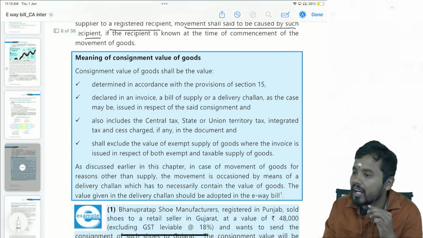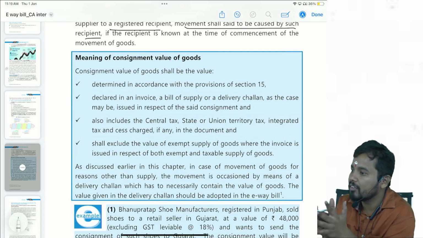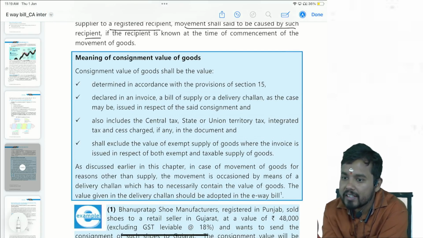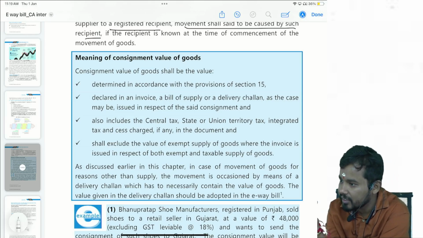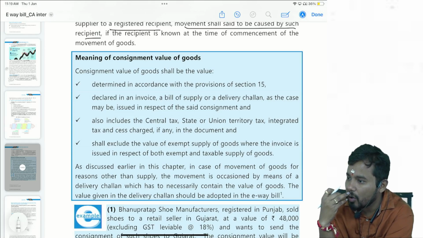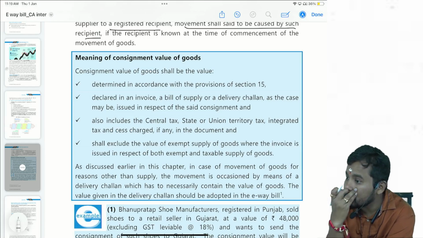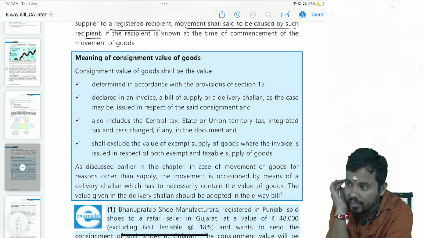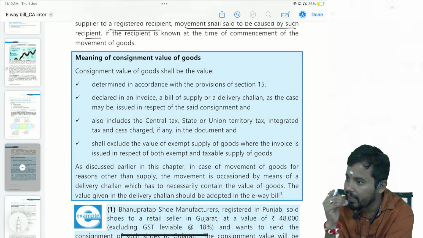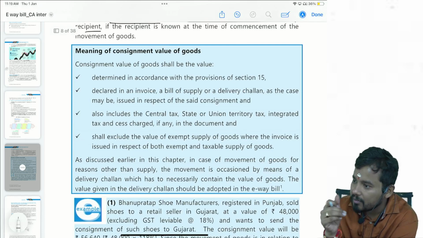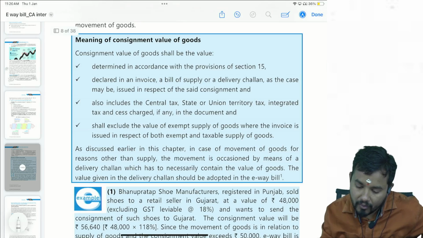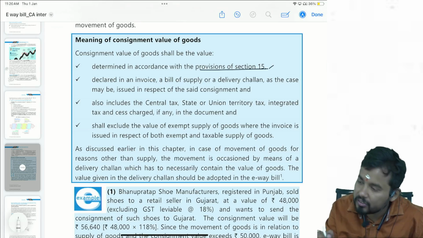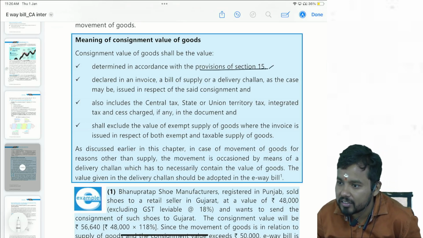Now, what is meant by consignment value? We said we have to consider whether the consignment value is exceeding 50,000 or not. If the consignment value exceeds 50,000, then an e-way bill is required, as we have discussed. If the consignment value does not exceed 50,000, an e-way bill is not required. It is not mandatory. Now, what is consignment value then? That is important now. Look here. See, determined in accordance with the provisions of section 15. What is section 15 of the CGST Act?